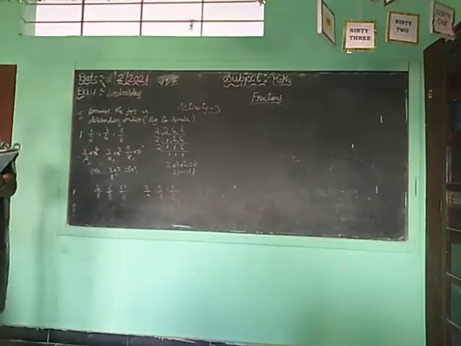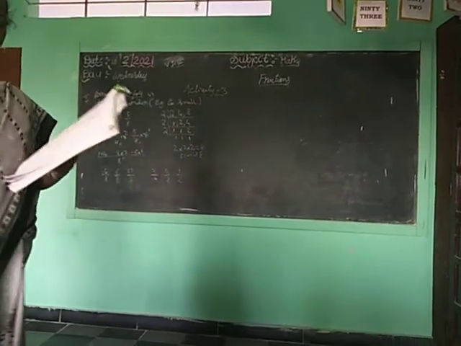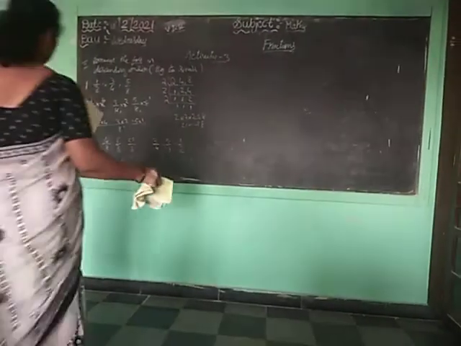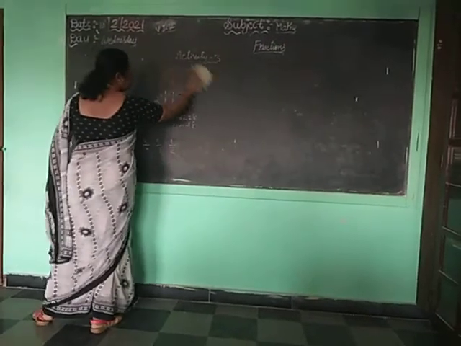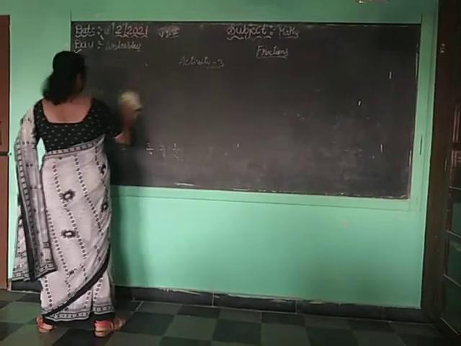Okay. Now convert each of the following into decimal form, children. Convert each of the following into decimal form.